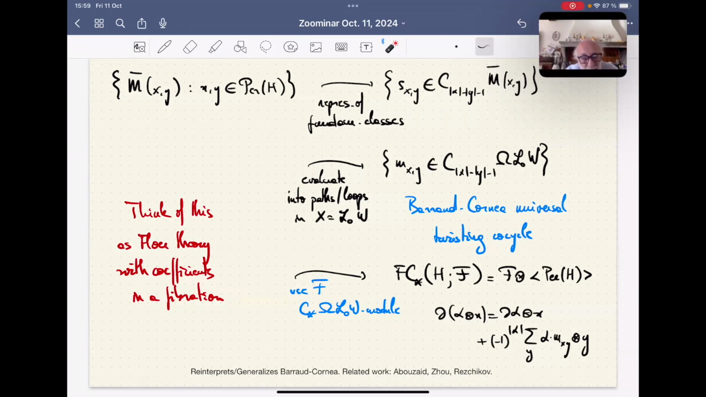And once I have a module, I build the Floer complex. And we have to think of this as being Floer theory with coefficients in a fibration. So again, if I were to draw this, I interpret literally a Floer cylinder in this context as being a path of loops. And that's why everything happens in here.